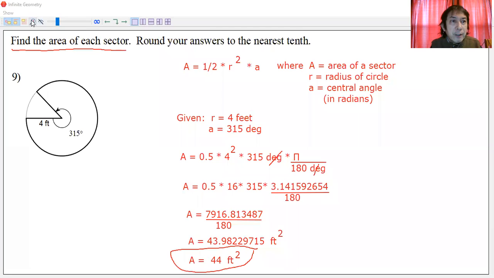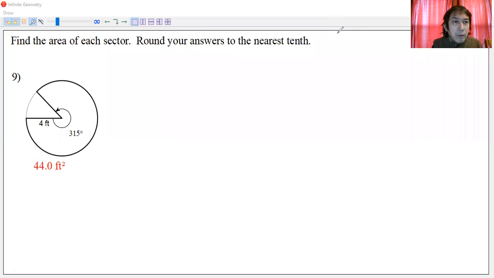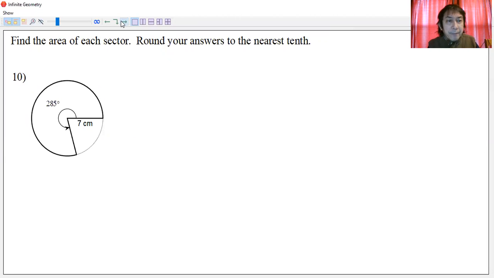So we shall verify the answer near the diagram. There, it's 44.0 square feet, or simply 44 square feet. Okay, so that's it for number 9. We continue with number 10. Clear the screen. Here's number 10.